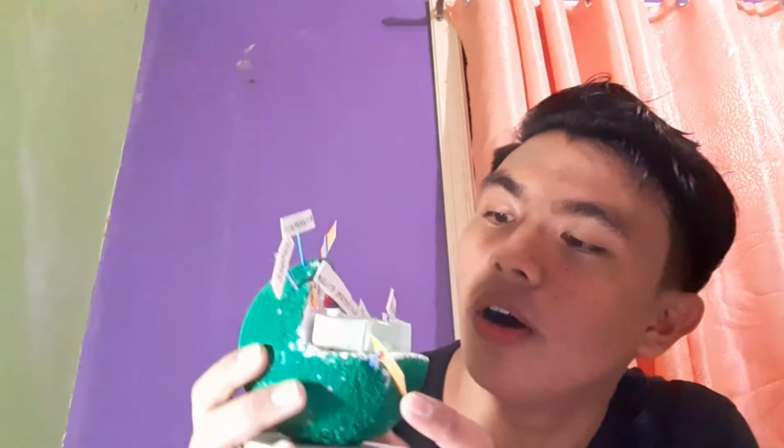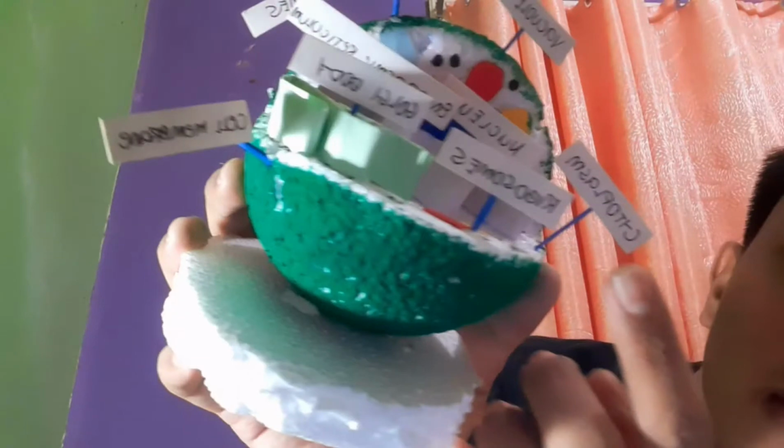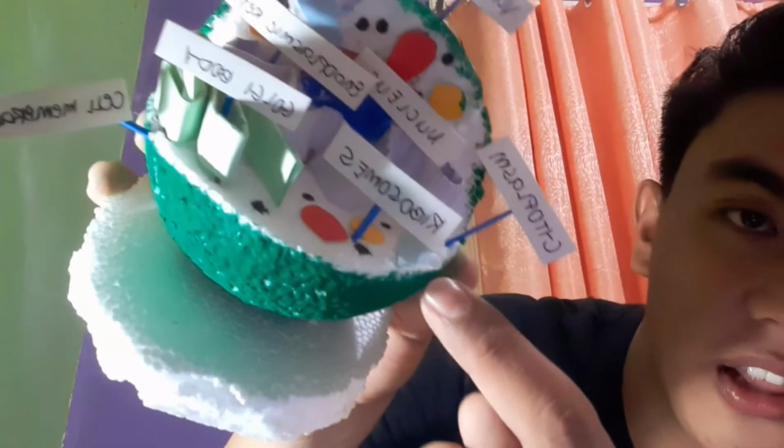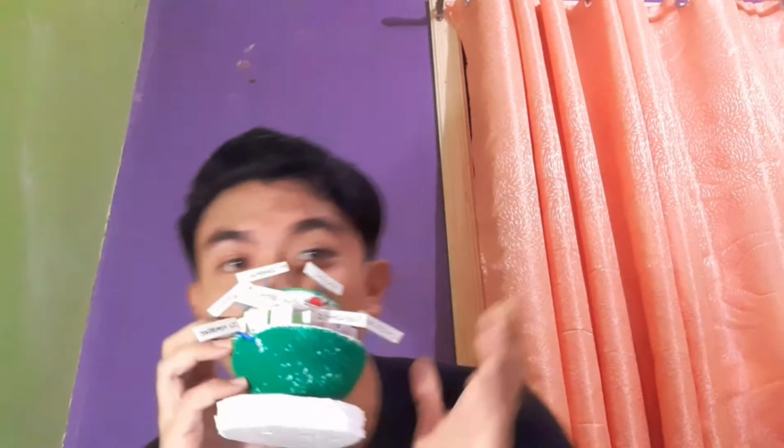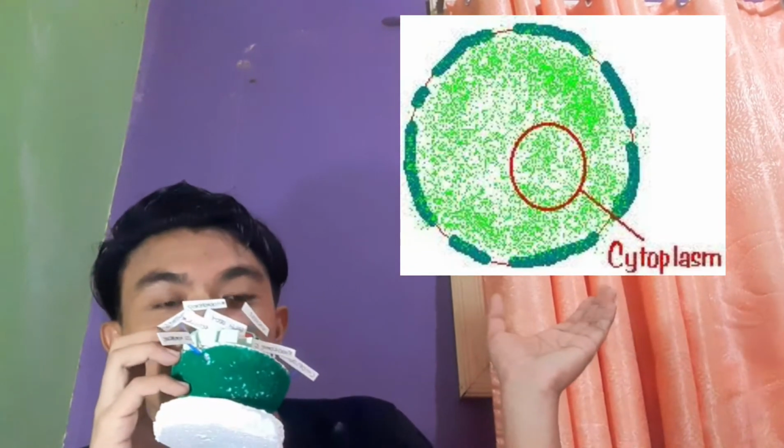The next part that I'm going to show you is the cytoplasm. In my model, the cytoplasm is the white part of the cell. That is the cytoplasm of the animal cell. The cytoplasm is a fluid substance that fills the cell. It maintains the osmotic concentration of the cells and prevents them from bursting or shrinking.